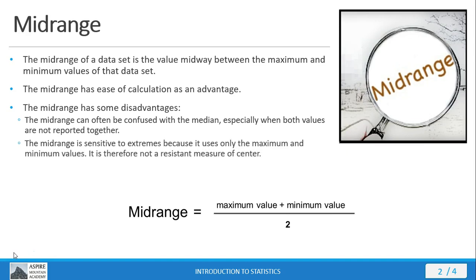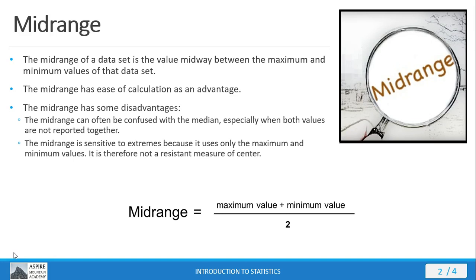In addition, the mid-range is like the mean in that it's sensitive to extremes. In fact, the mid-range is actually more sensitive than the mean because you're using only 2 values from your data set, whereas the mean uses every value in the data set. So if you have some extreme values in your data set, you often have plenty more non-extreme values to tame down the value of the mean.